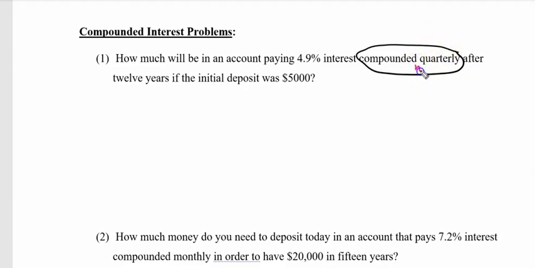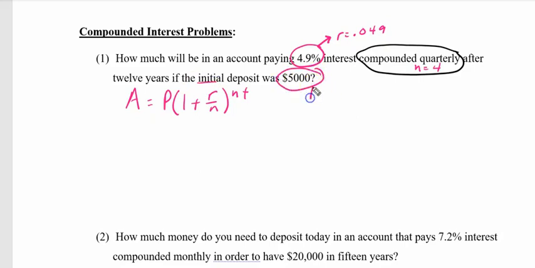And quarterly means n is going to be equal to 4. And the formula I need to use is this. So compounded n times a year. That tells me that the R is going to be 4.9 divided by 100. Initial deposit is that, so that's our P. And my time is going to be 12.